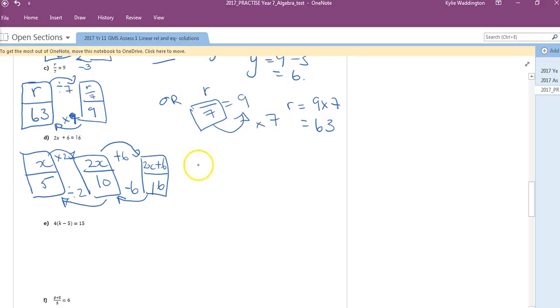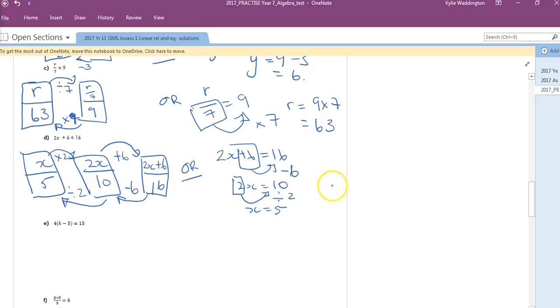Or you can backtrack as we did before by doing inverse operations. So we've got 2x plus 6 equals 16. Move this to the other side, which makes it take away 6. 2x equals 10. This is 2 times x, so it's going to be divide by 2 over here. x equals 5.